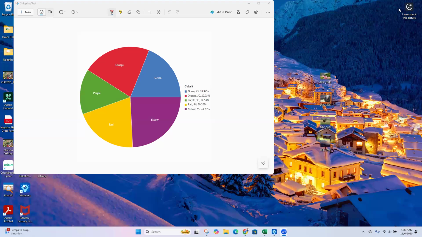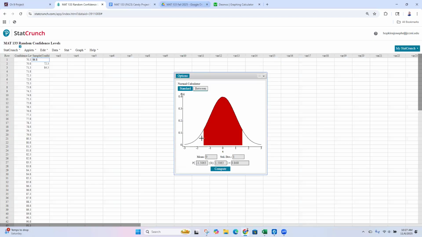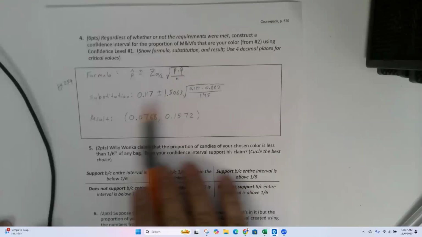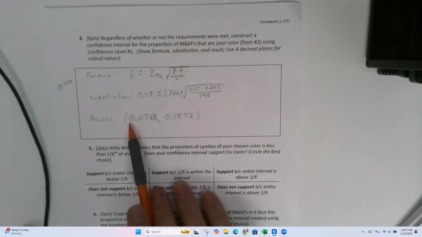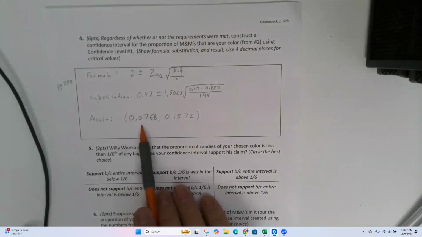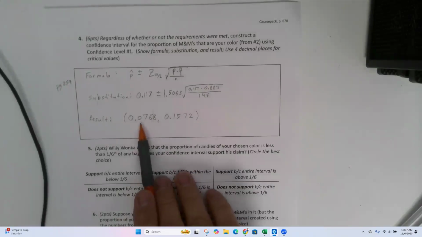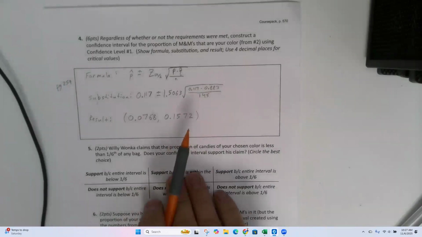Oops, that's my pie chart from last time. All right, where are we? We want the visualizers. All right, here's my result. So typing all this into decimals, I get this result. This is my confidence interval. I am 86% confident that the true proportion of red M&Ms is between 7% and 15%.